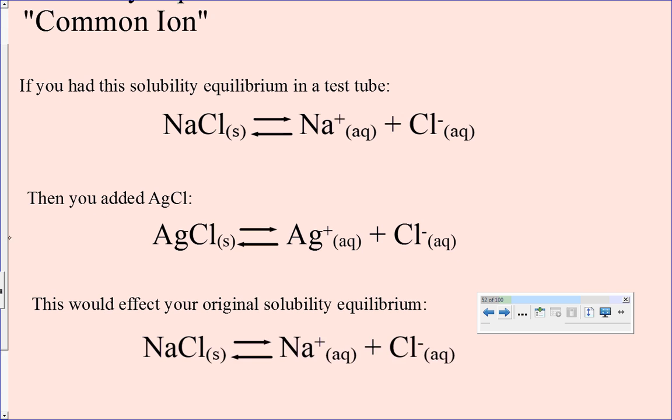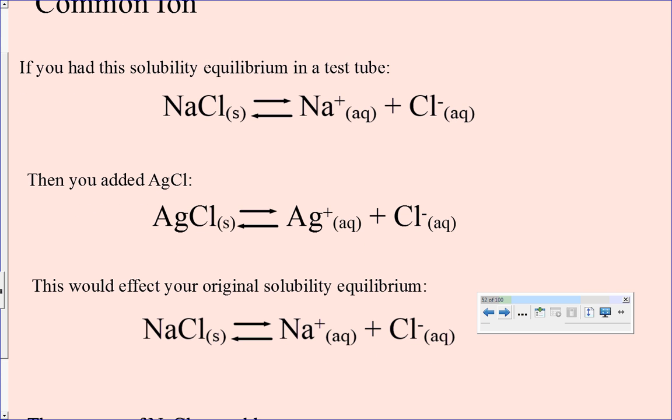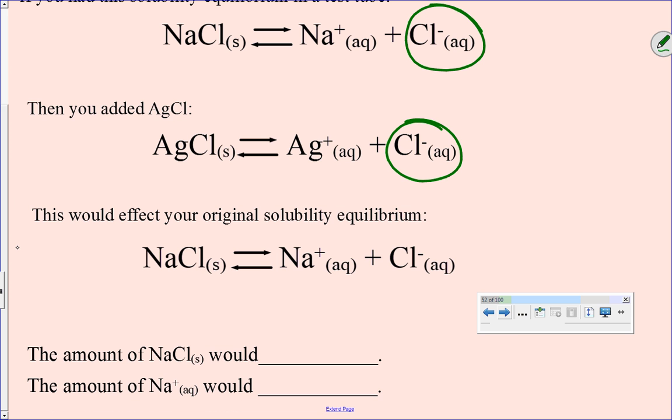If we were to add some silver chloride solution to this, since we're adding a Cl- to a solution that already has Cl- in it, we're adding something called a common ion. So we're increasing the amount of Cl- in our original solubility equilibrium, which will shift this equilibrium to the left. That's going to cause an increase in the amount of NaCl solid forming.